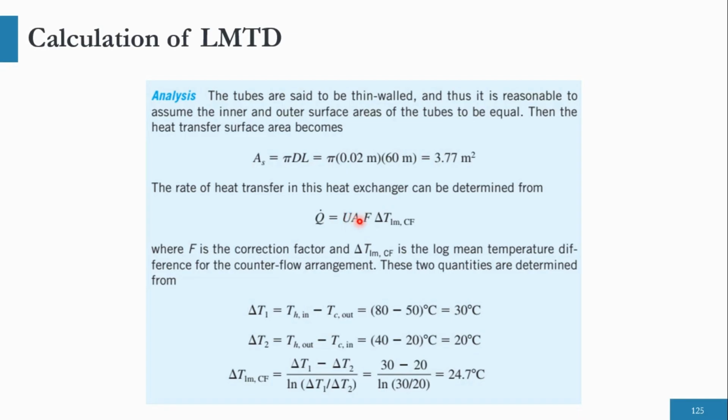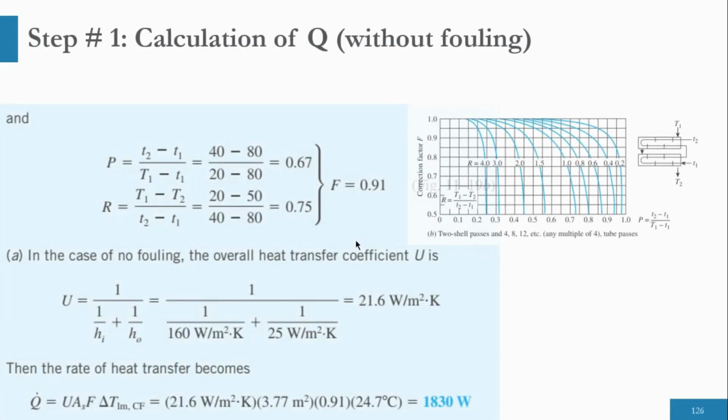So we know U, we know A, we know delta T, and now we want to know the value of F to proceed further. But in this part, we were interested in calculating the LMTD and subsequently the surface area. So the first step is to calculate the Q without fouling.